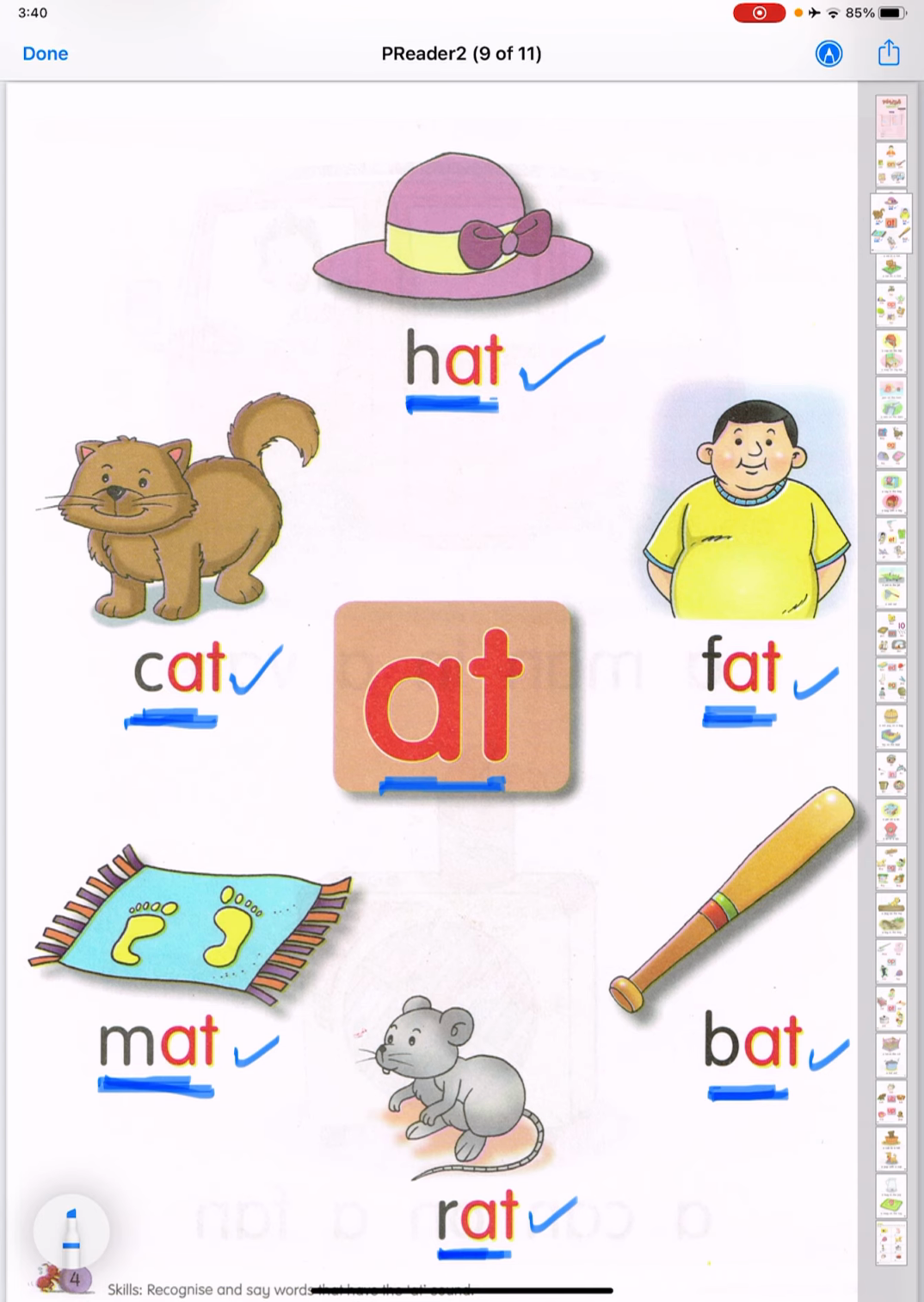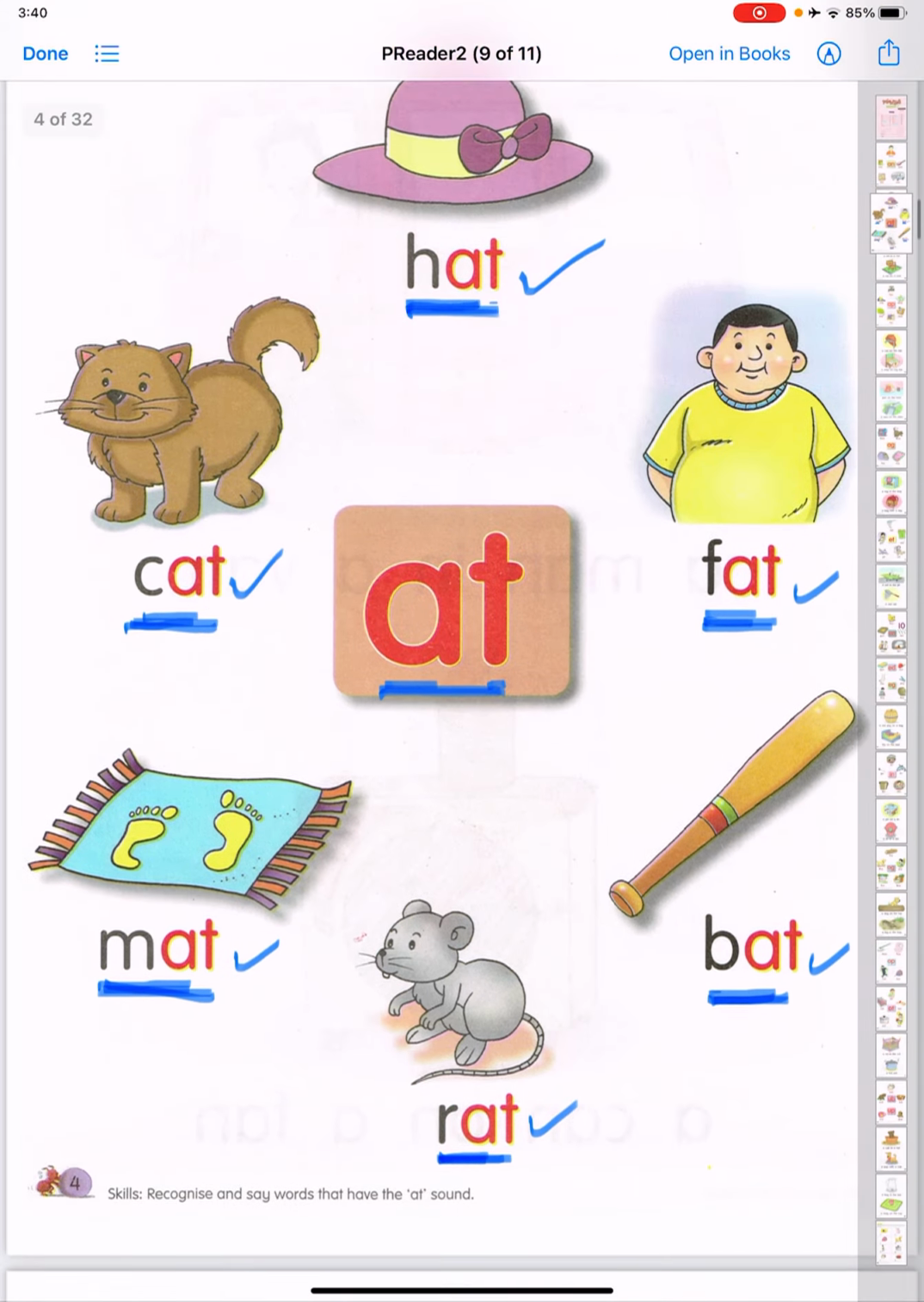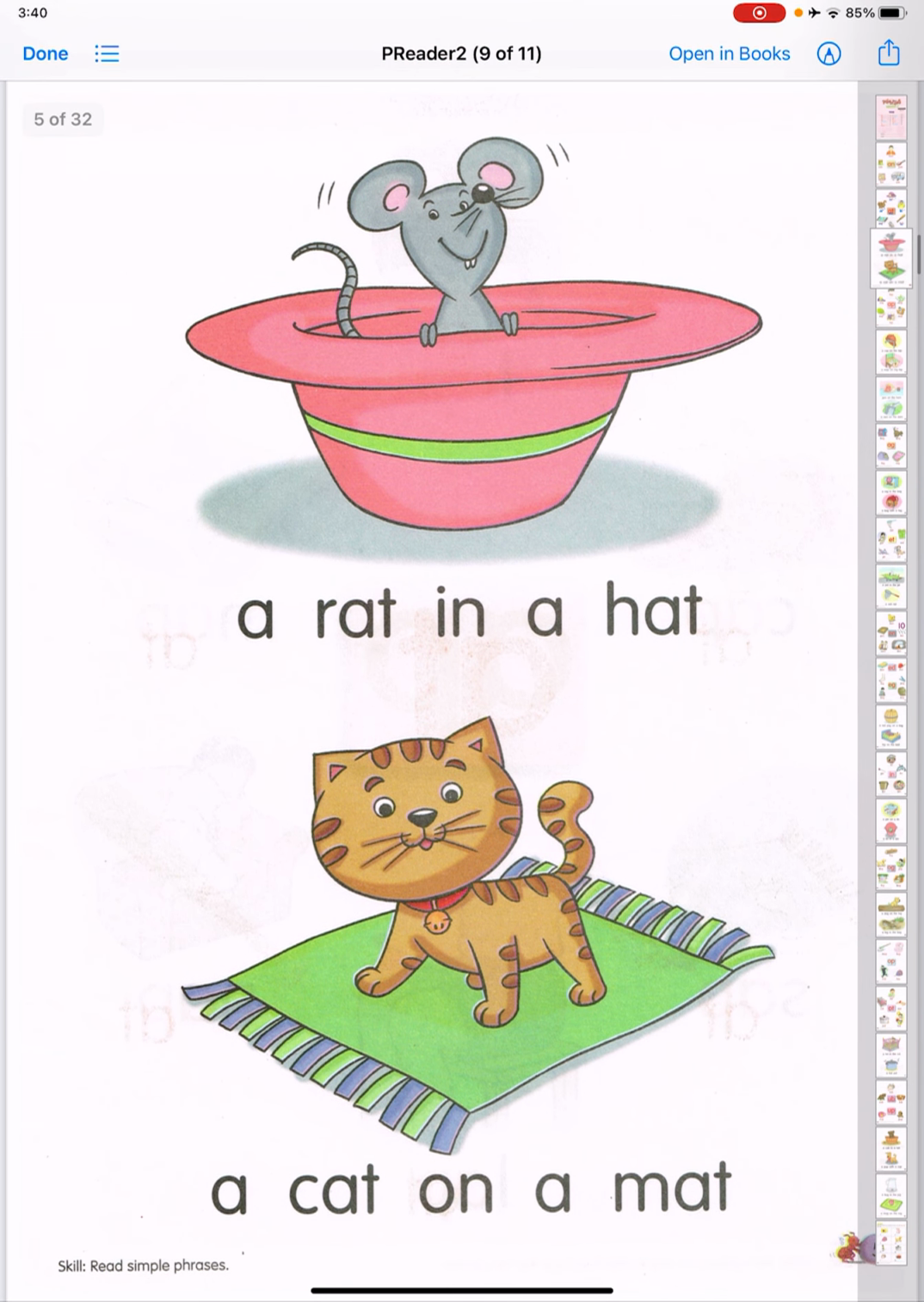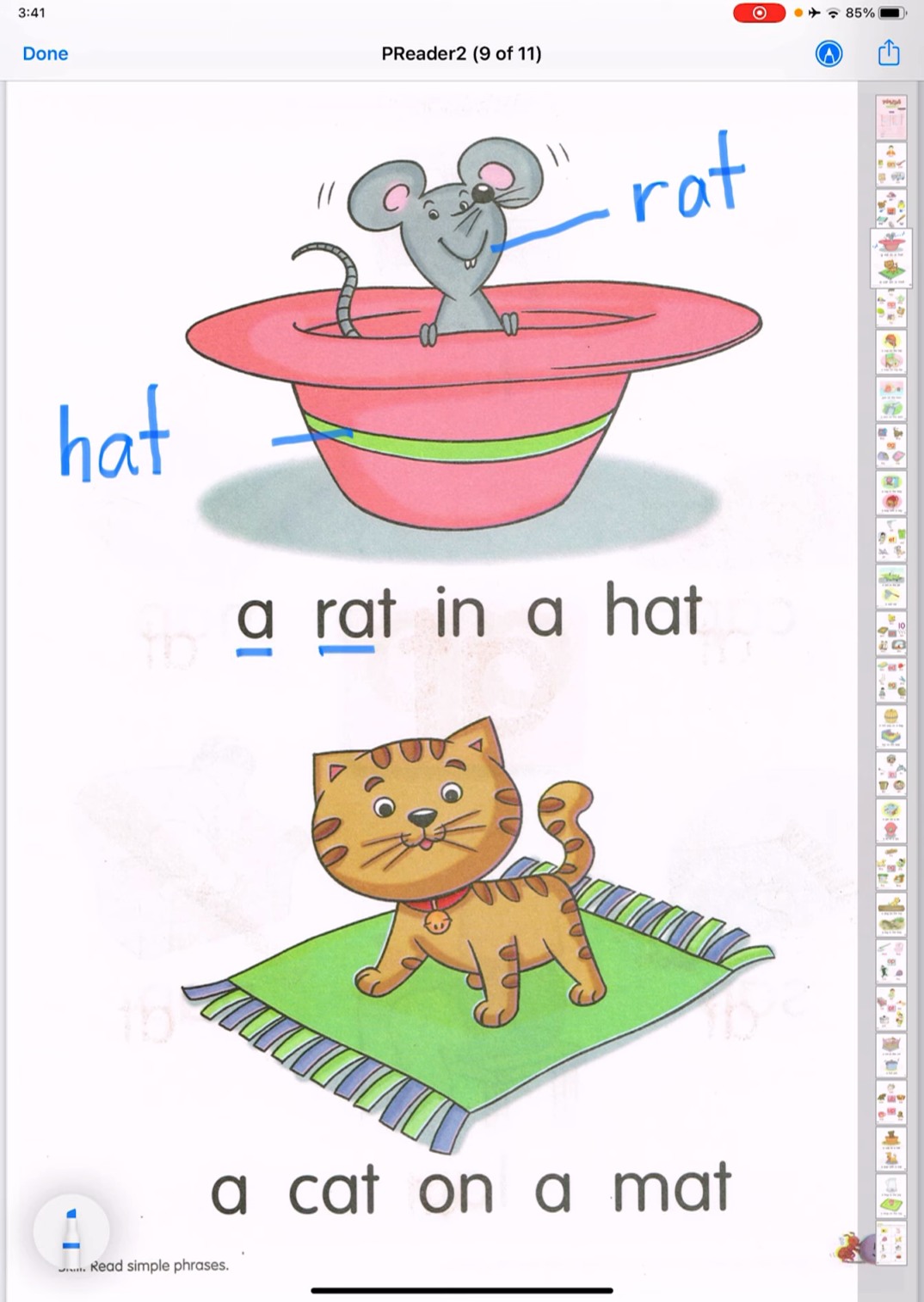Let's move on to page number 5. First, identify the object. We have a rat. Next, we have a hat. Hat. Let's read. A rat in a hat. A rat in a hat.